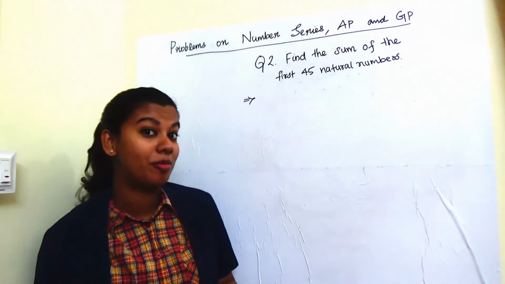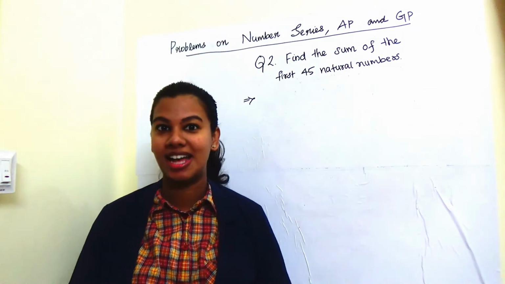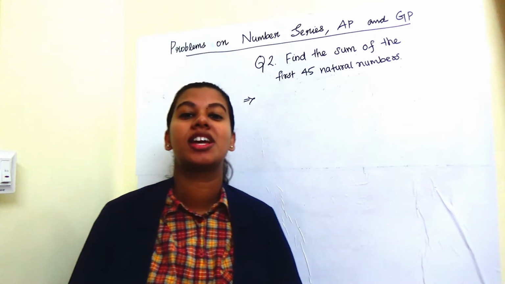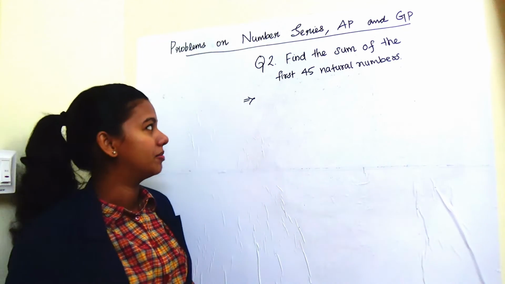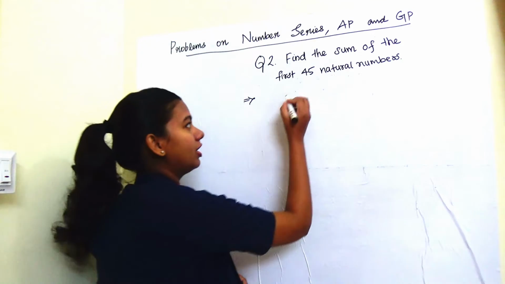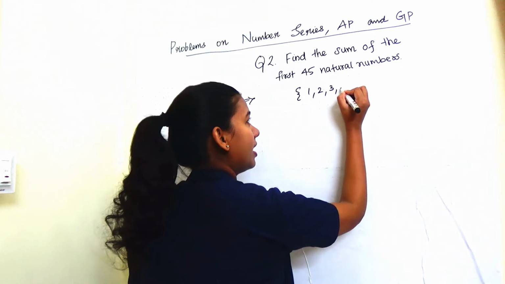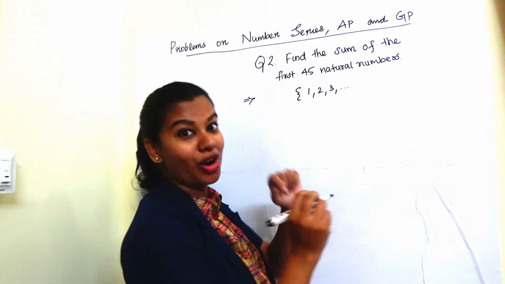Now the next problem is: find the sum of the first 45 natural numbers. We already know that natural numbers are the counting numbers. Let me write it out. So the set will be 1, 2, 3, and so on, up to 45.